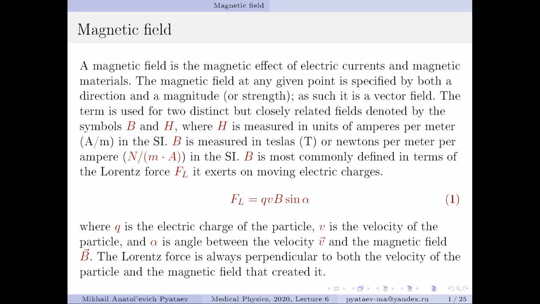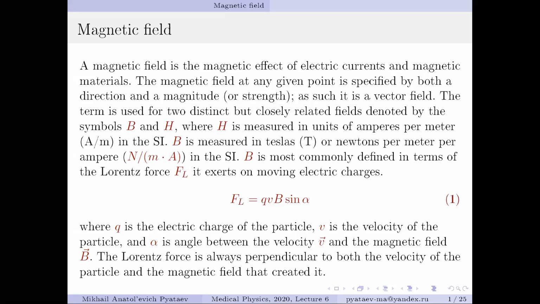And the force, which is called the Lorentz force, the force related to the magnetic field, is given by equation 1, where you can see this force equals Q V B sine alpha. So Q is the charge of the particle, V is its velocity, B is the magnetic field, and alpha is the angle between vector V and vector B. The maximum value of force will be when the angle alpha is equal to 90 degrees. So we can say that B and V should be perpendicular to each other.